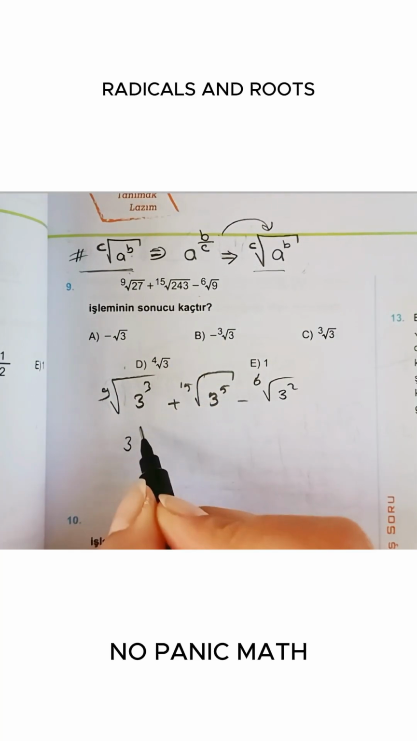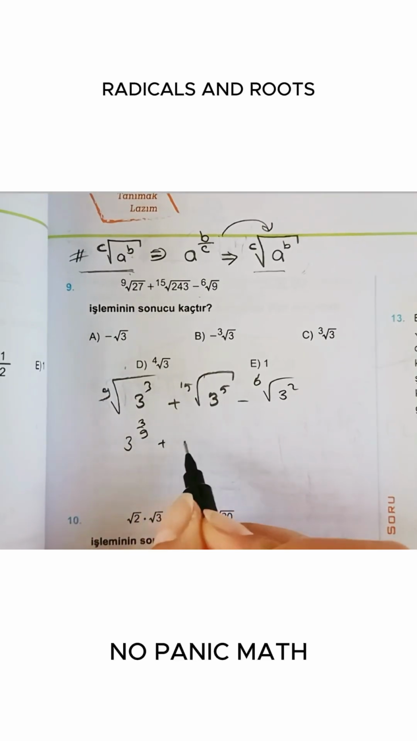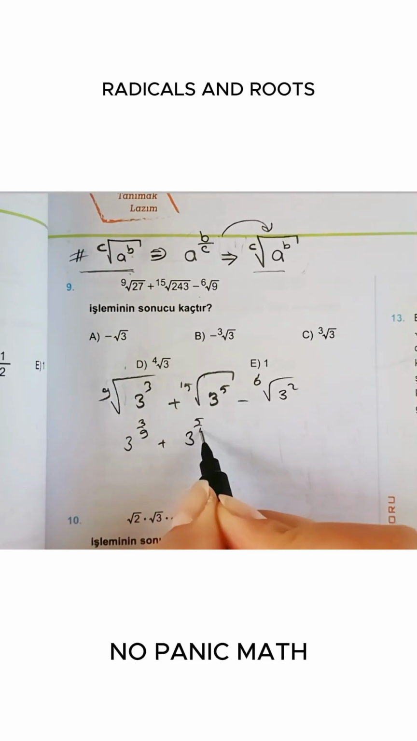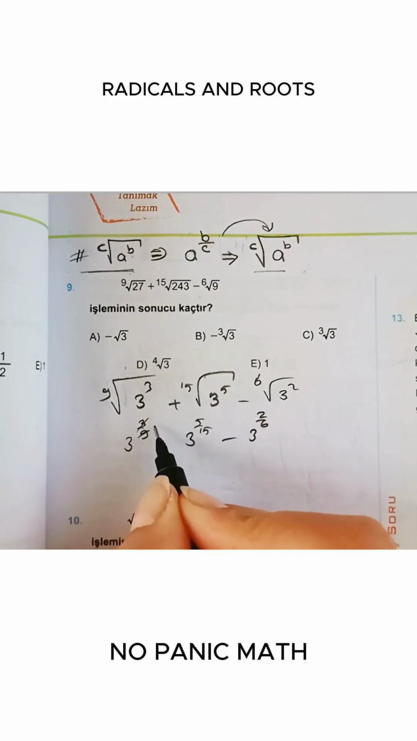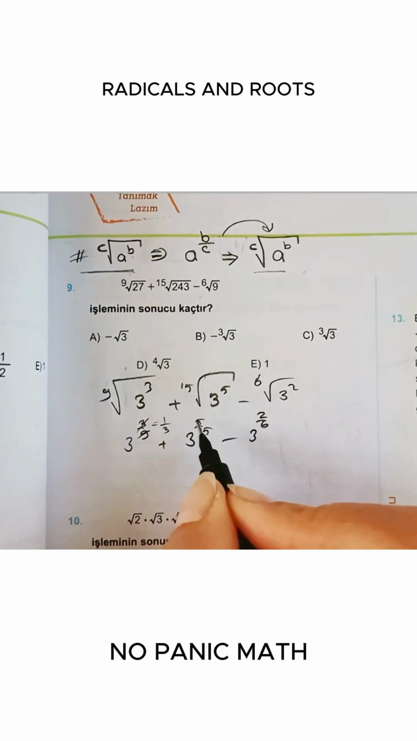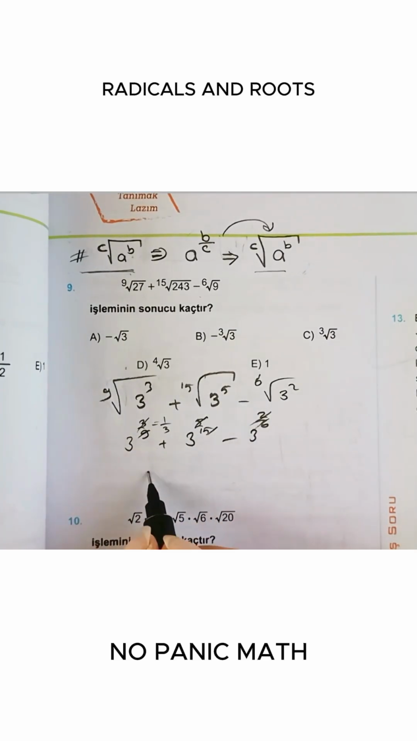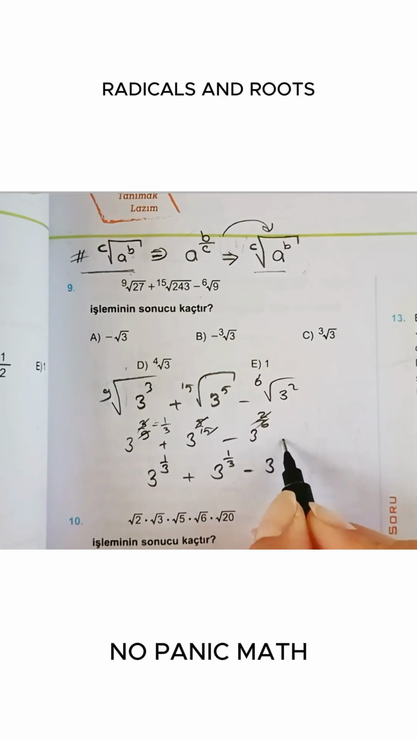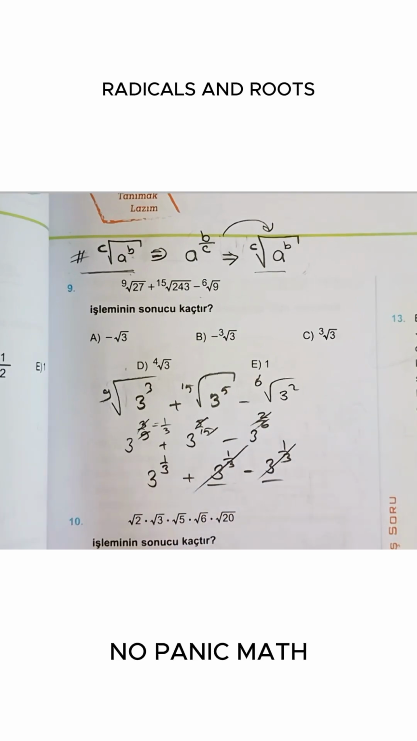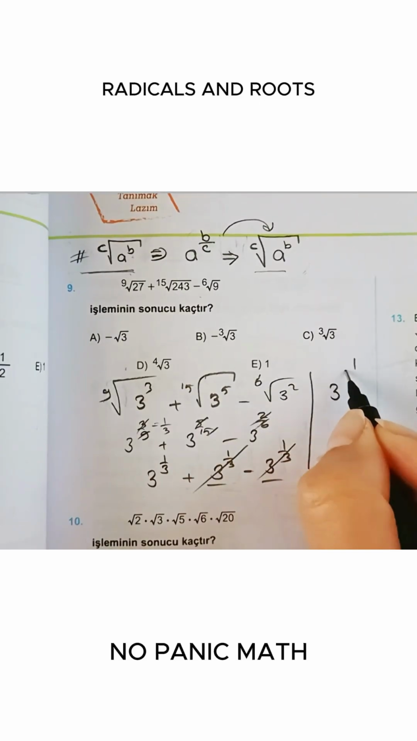What will you say for 3 to the power of... We say 3 to the power of 3 over 9 plus 3 to the power of 5 over 15 minus 3 to the power of 2 over 6. Now, if you do a little simplification here, like this, all of these will cancel out. It became 3 to the power of 1 over 3 plus 3 to the power of 1 over 3 minus 3 to the power of 1 over 3. Now, pay attention, guys. These two are the same, so they will cancel each other out. What can we have left? We're left with 3 to the power of 1 over 3.